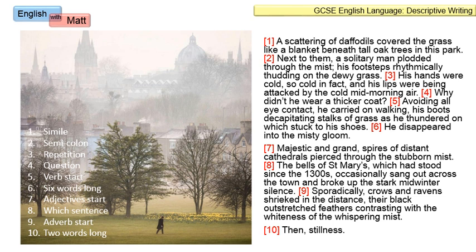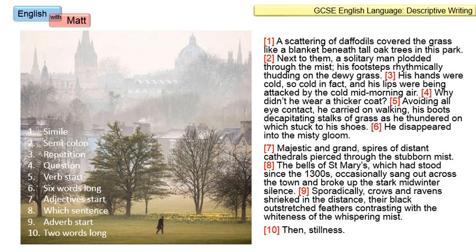Why didn't he wear a thicker coat? Avoiding all eye contact, he carried on walking, his boots decapitating stalks of grass as he thundered on, which stuck to his shoes. He disappeared into the misty gloom.